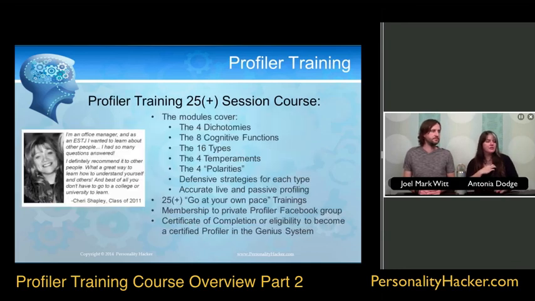So the modules cover, as we mentioned, 4 dichotomies, 8 cognitive functions, the 16 Myers-Briggs types, the 4 temperaments, the 4 polarities, the defensive strategies for every type, and accurate live and passive profiling. These are go-at-your-own-pace trainings. So even though we're going to be doing them in 5 days, 5 sessions per day, I would love for people to be able to consume them live.